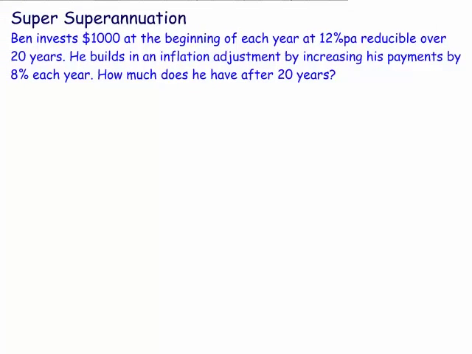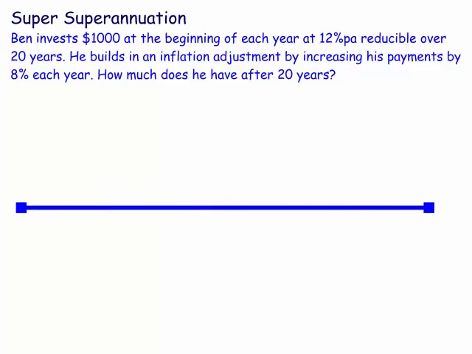Today we're looking at a superannuation problem where not only does the investment earn interest, but it's actually being incremented as it goes through time as well. So we've got an interesting situation here. The first thing, always draw up a timeline. For any superannuation problem, doesn't matter how complicated it is, draw up a timeline.